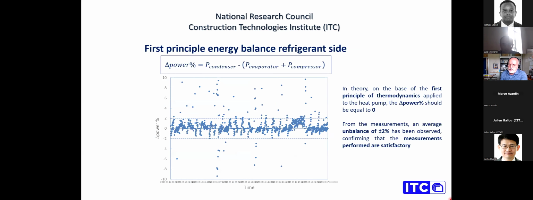So next slide, just to have an idea about the reliability of the monitoring system. Here you can see the first principle energy balance at the refrigerant side, and you can see that in principle the balance should be 0 between the power at the condenser, the sum of the power at the evaporator and the compressor. Here we have actually an imbalance of more or less 2%.